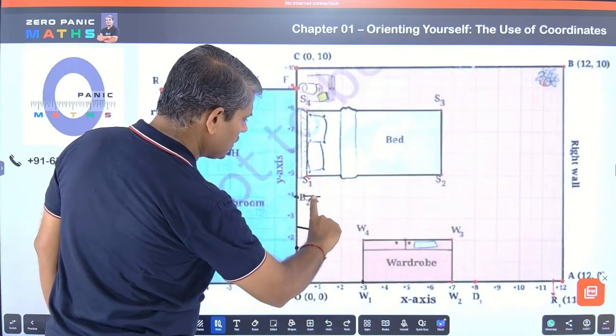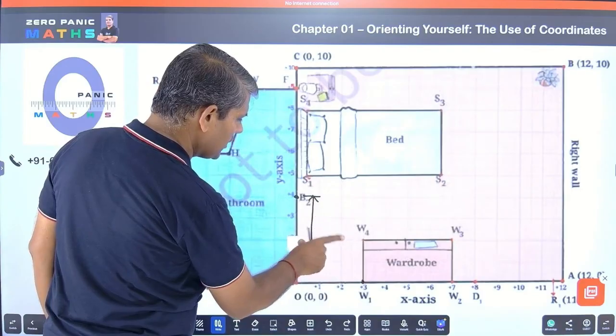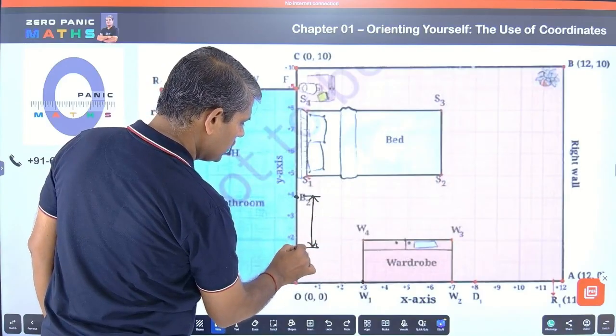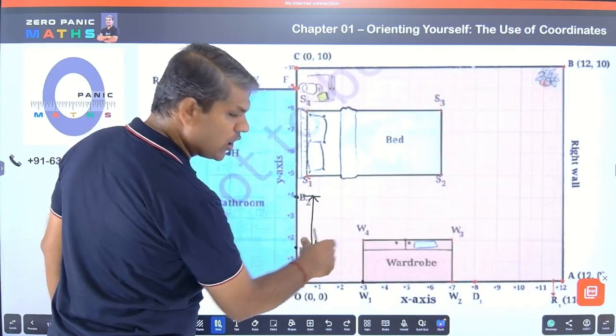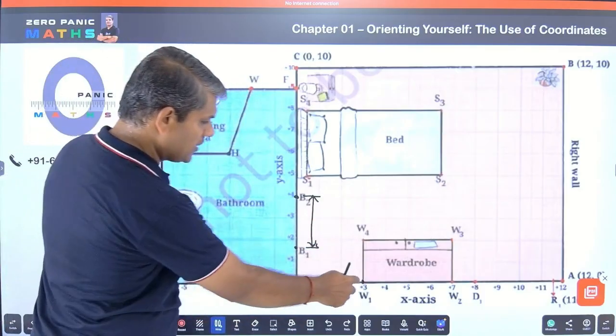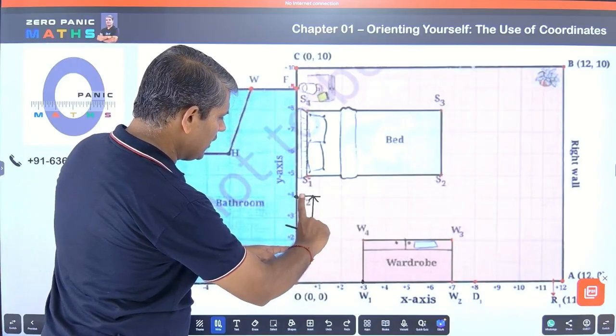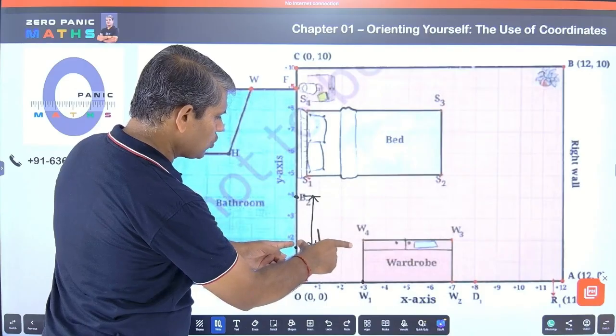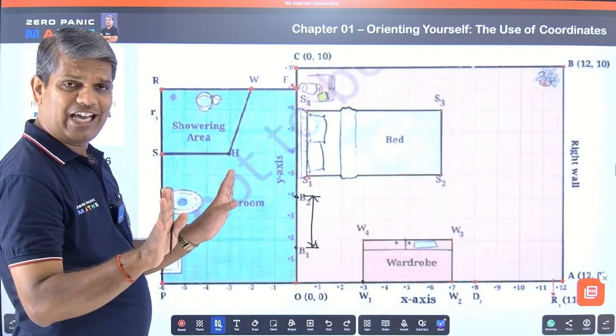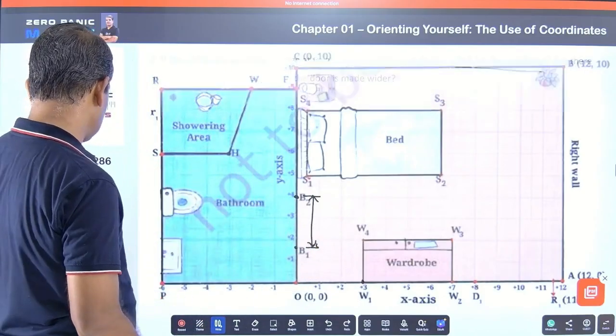From the left wall, it is 3 feet, right? And what is the width of this door? From here, it is 2.5. So now tell me, will it hit the wardrobe? No, because it is 3 feet distance. There is a 3 feet difference here, and the width of the door is 2.5. So it will not hit the wardrobe. Okay, that is the first point.